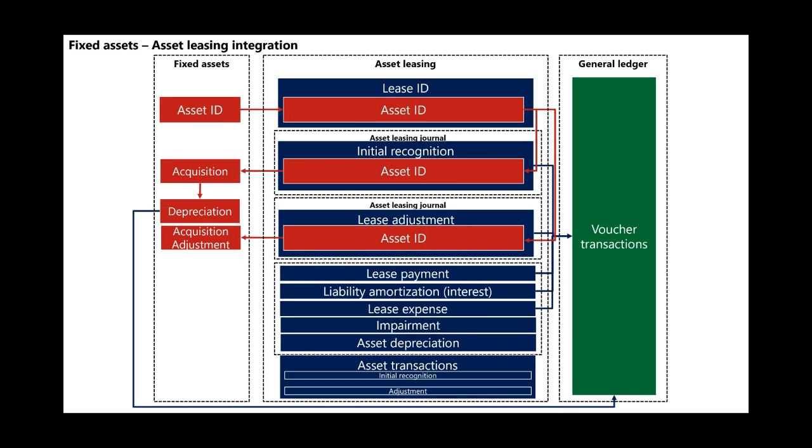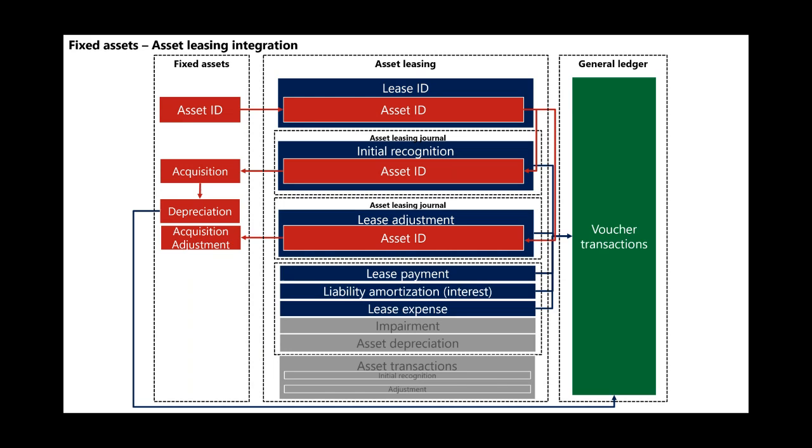If we decide to link a fixed asset to a lease, of course, we will need to create the fixed asset ID first, then associate the asset ID to the lease. Then when we post the initial recognition, it will be represented as acquisition on the fixed asset side. And if we do a lease adjustment, it will be represented in the fixed assets module as adjustment or acquisition adjustment.